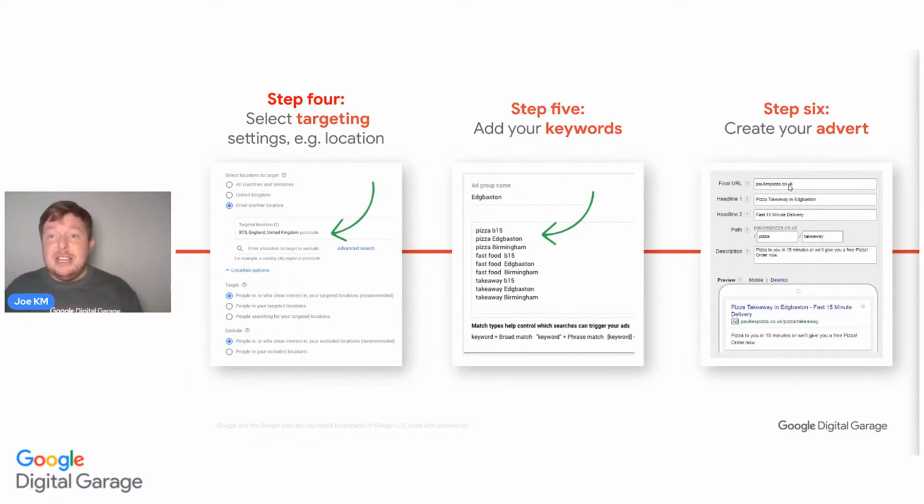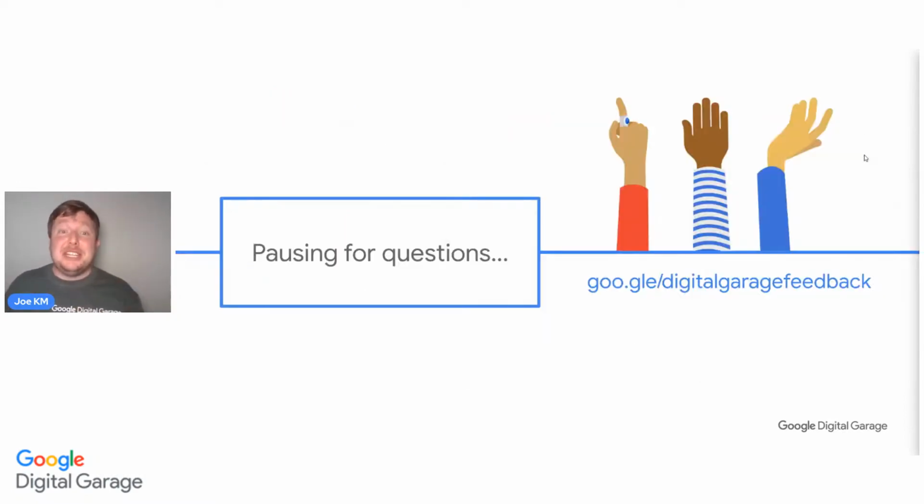So where's the URL going to land? The headline: pizza takeaway in Edgbaston, fast 15-minute delivery. Pizza to you in 15 minutes or we'll give you a free pizza. Order now. That is a very persuasive bit of content and for students, absolutely perfect. Because if it's not delivered in time, you're getting a free pizza. But make sure you can do it in 15 minutes.